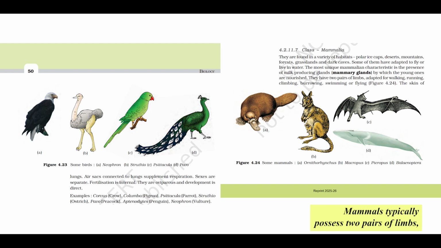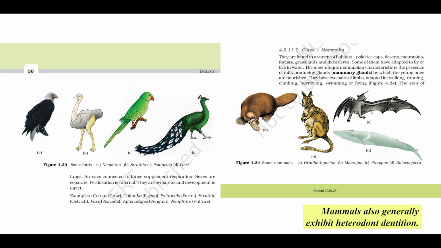Mammals typically possess two pairs of limbs, which are highly adapted for a vast array of functions depending on the species: walking, running, climbing, burrowing, swimming, or even flying. In bats, the forelimbs are modified into wings. Their skin is also unique in consistently possessing hair or fur at some stage of their life cycle. Hair provides insulation, camouflage, sensory input, whiskers, and protection. External ears, or pinnae, are typically present, helping to collect sound waves.